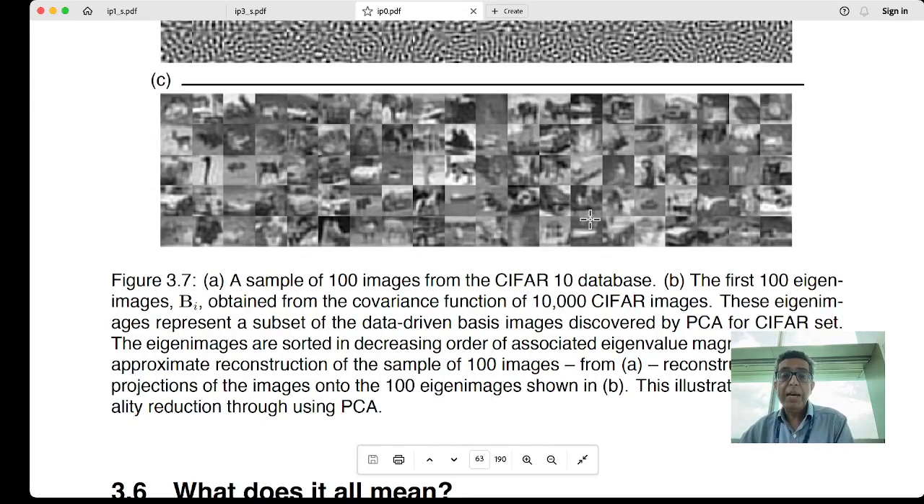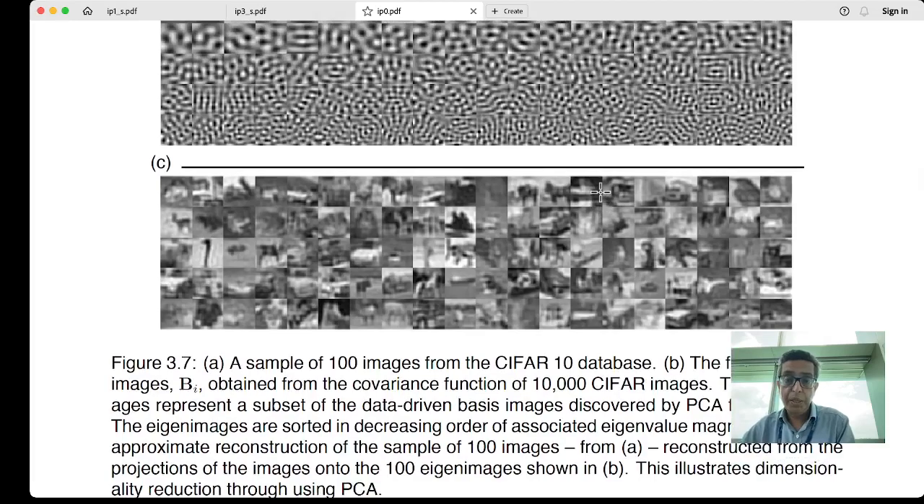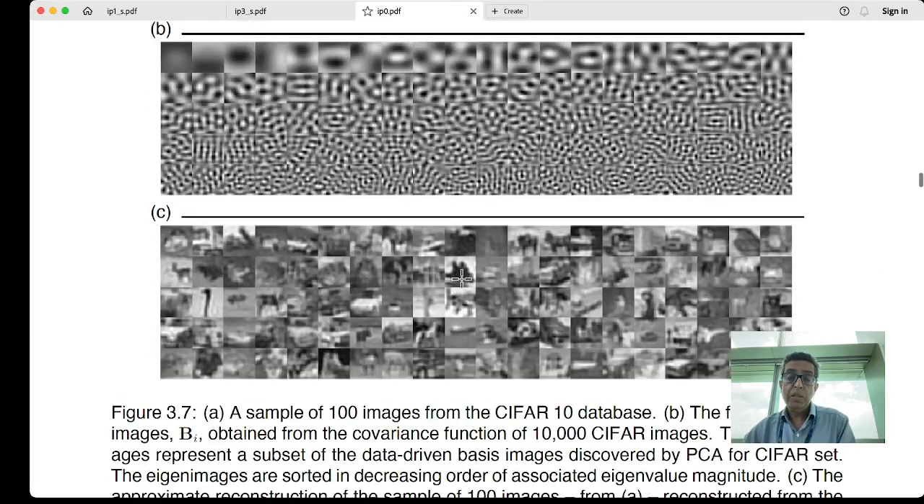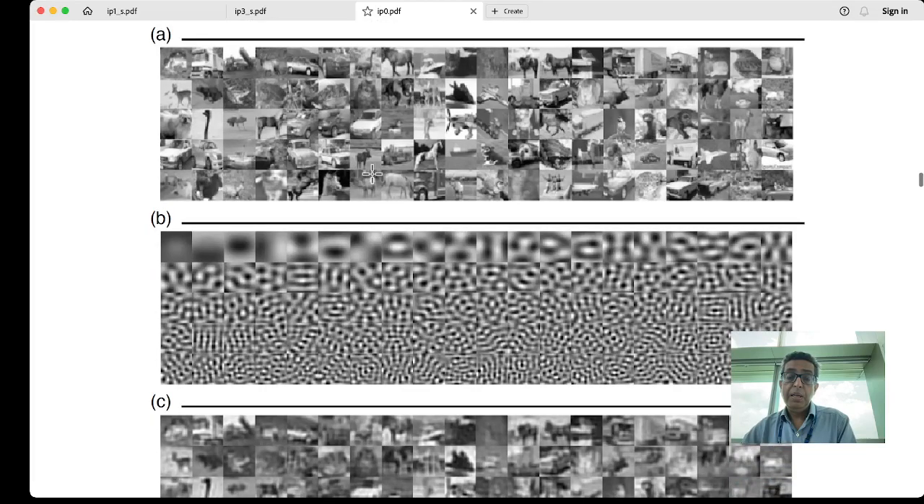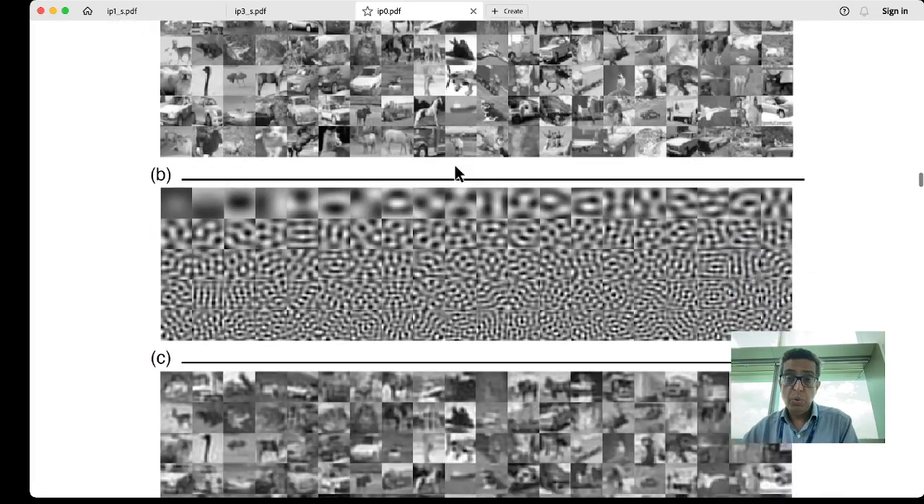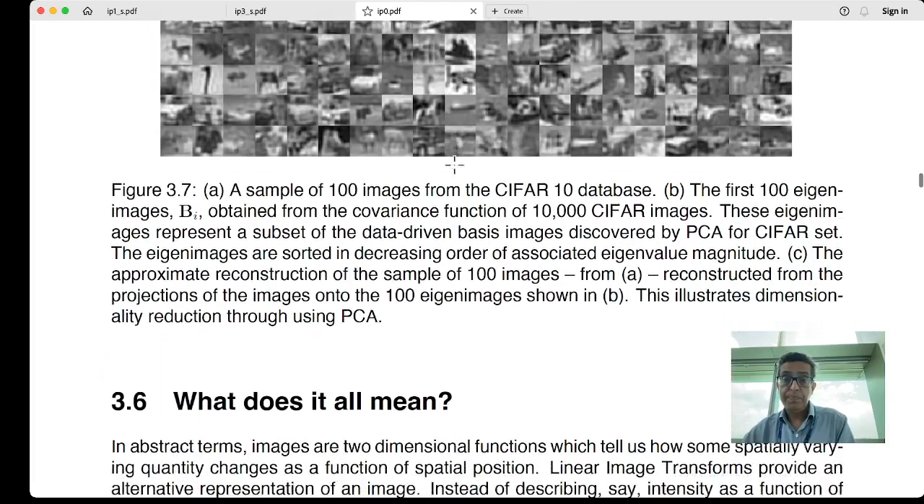It's not perfect, and in some cases you can see the images are quite blurred. But as you add in more of the eigenimages, which makes the approximation better, you will eventually get to a point where you can't tell the difference between these images, which are reconstructed from the eigenimage projections, and the original images. You won't be able to tell the difference.